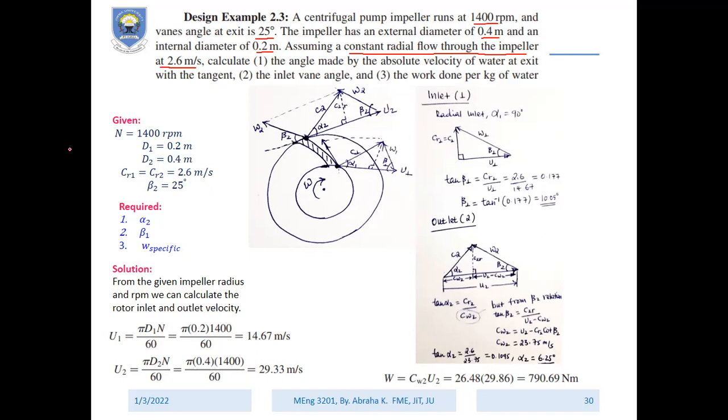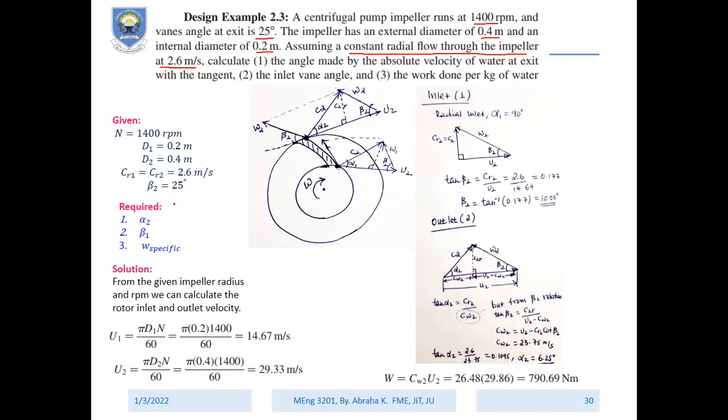Now, let's consider the given. The RPM is 1400, and we have diameter 1, 0.2 meters, and diameter 2, 0.4 meters, the diameters of the impeller. And the radial flow velocity is constant throughout. That means the inlet radial flow and the outlet radial flow are the same, and it's given to be 2.6 meters per second. And the blade angle at exit, or beta 2, is given as 25 degrees.